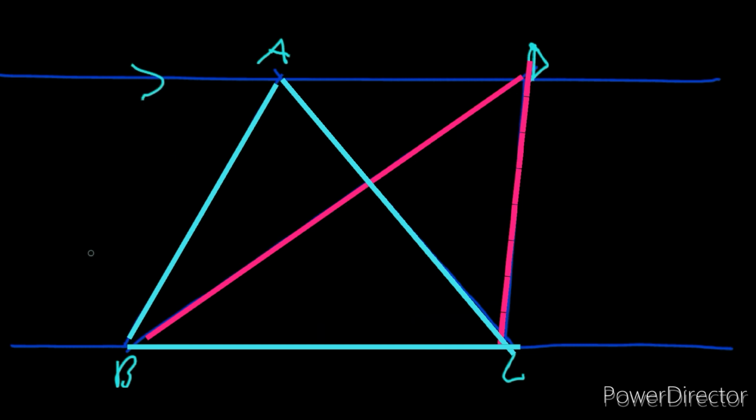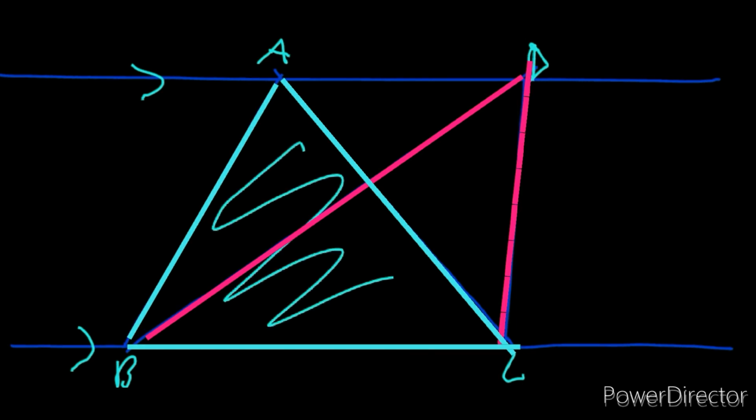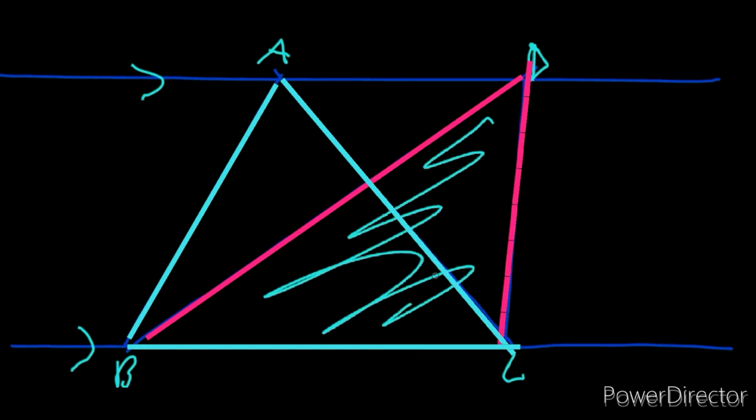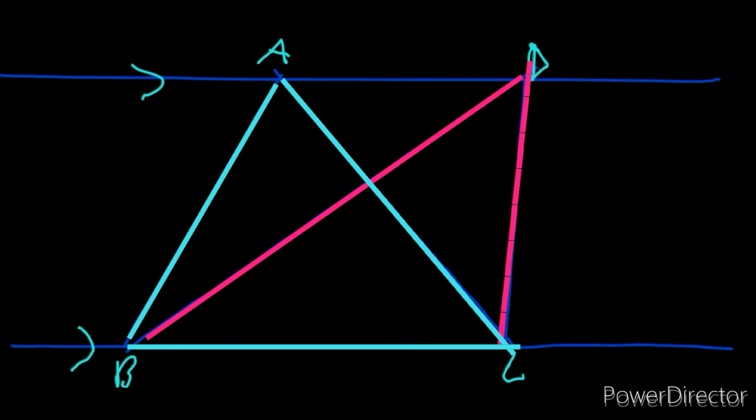This line is parallel to this line. The theory states that whenever triangles are under the same parallel lines and they have the same base, their areas are equal, meaning that the area of this triangle is the same as the area of this triangle. Now, why are they equal? Notice that this triangle and this triangle are sharing the same base. BC is a base to this triangle and it is also a base to this triangle. So they've got the same base.